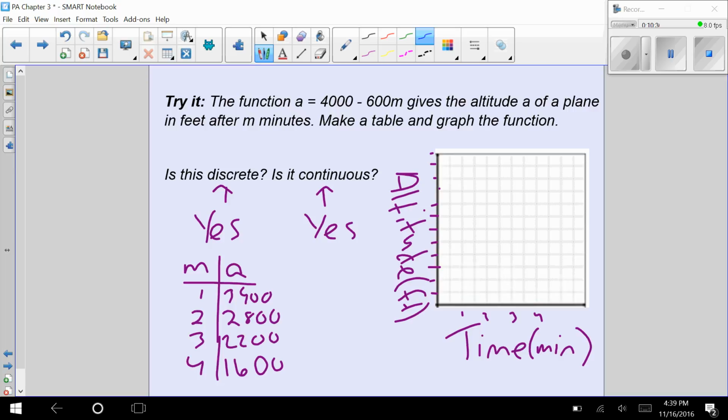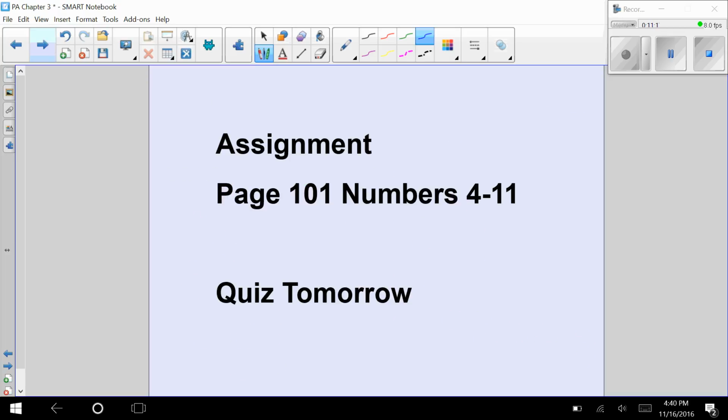So our graph should plot 1, 3,400, which should be right about here. 2, 2,800, which will be right about there. 3, 2,200, probably about here. And 4, 1,600, about there. This is a solid line, so we connect our dots as best we can. And there's our graph. Here is your assignment. We will have a quiz following them.